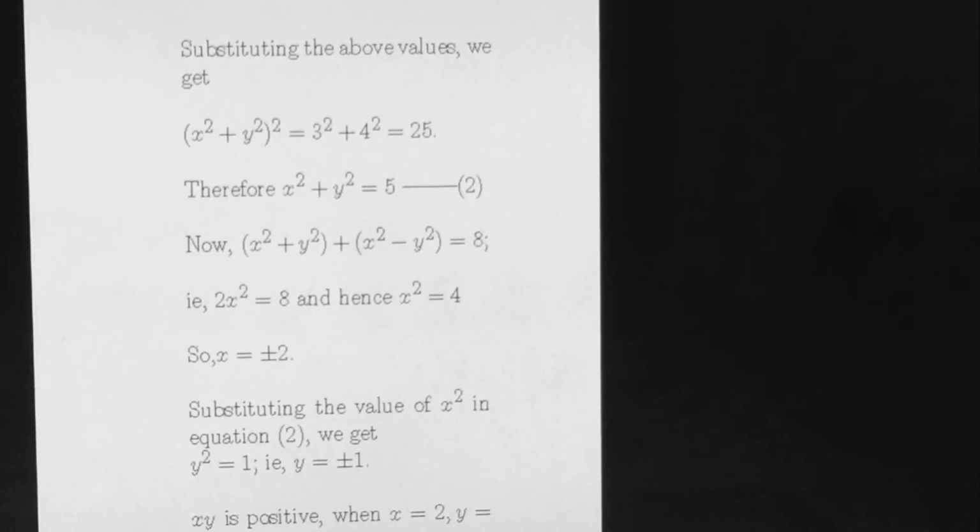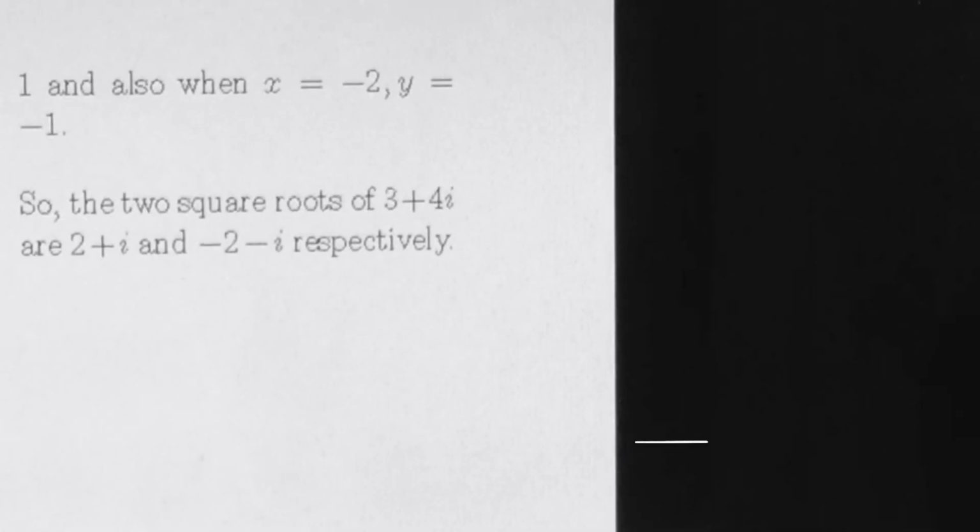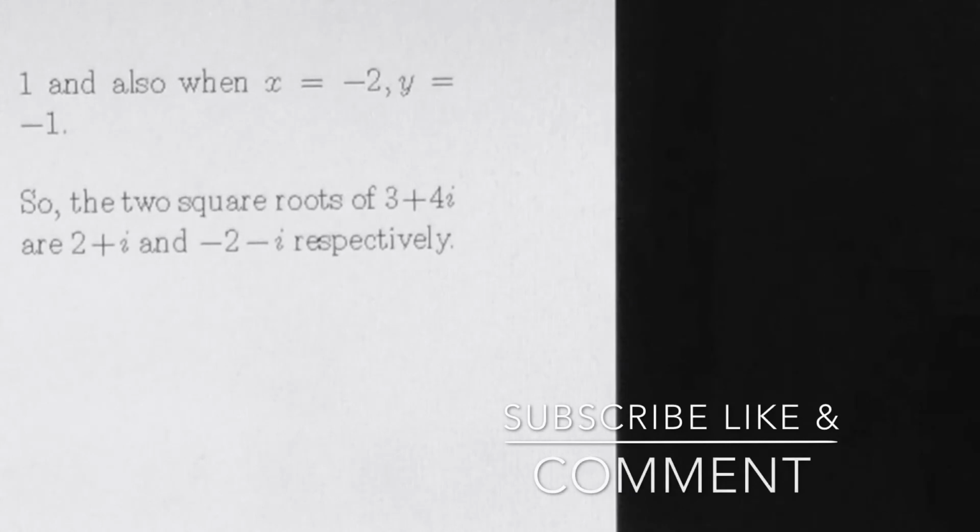xy is positive when x = 2 and y = 1, as well as when x = −2 and y = −1. So the two square roots of 3 + 4i are 2 + i as well as −2 − i.